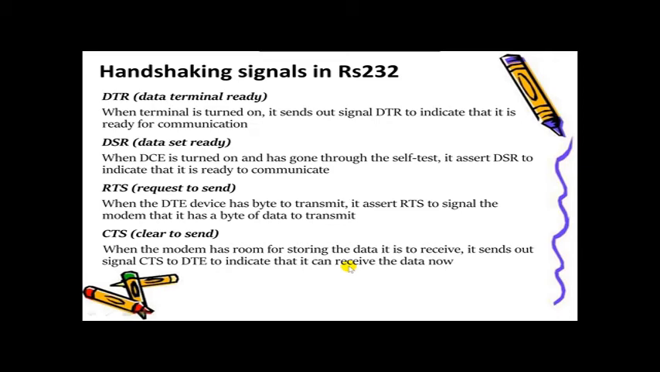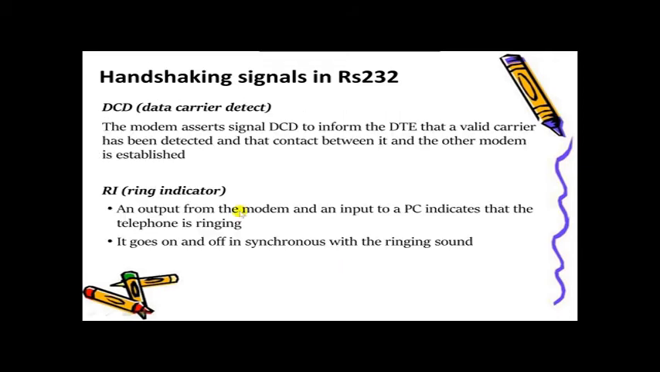Next, DCD. The modem asserts the signal DCD to inform the DTE that a valid carrier has been detected and that contact between it and the other modem is established. RI is the ring indicator. It is an output of the modem and an input of the PC that indicates that the telephone is ringing. It goes on and off synchronous with the ringing sound. As simple as your telephone.